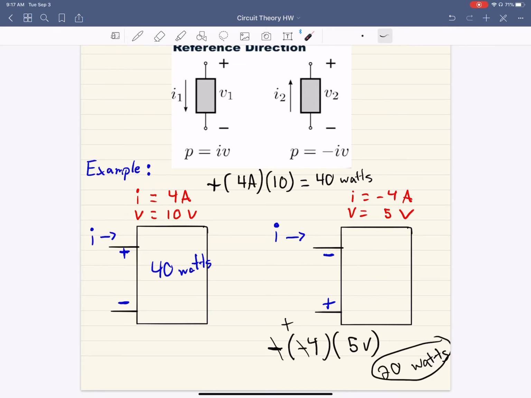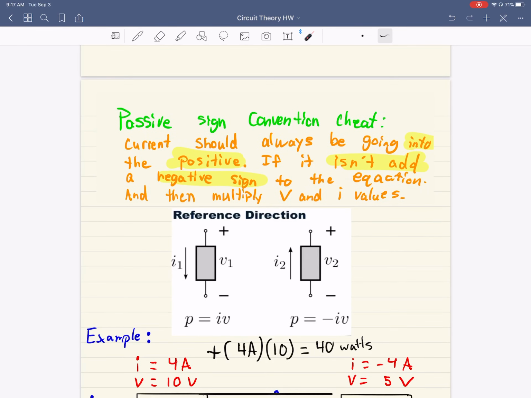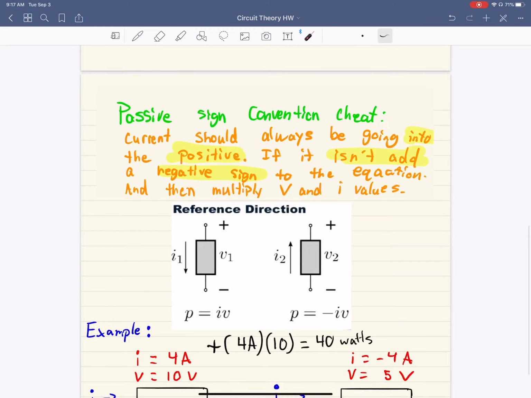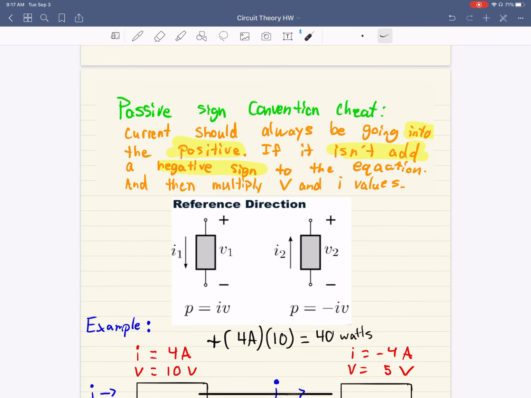So just to recap quick, you are always looking to see if the current is going into the positive terminal. If it is, you don't have to do anything else. That's correct. You add a positive to the equation. If it's not, so if it's going into a negative, then you add the negative to the equation and then multiply I and V by what they are.